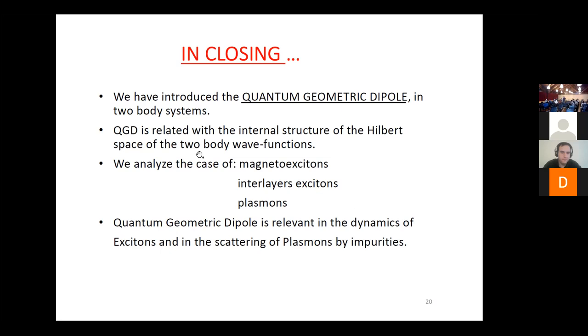In the plasmons in the 2D system that you consider, were you considering only one of the valleys? And if so, what happens with the other valley?